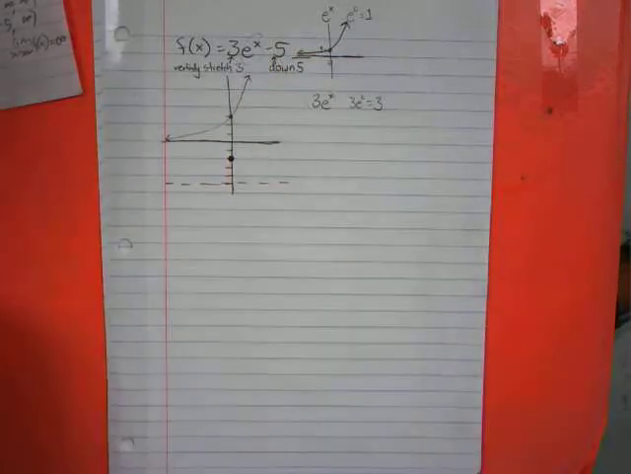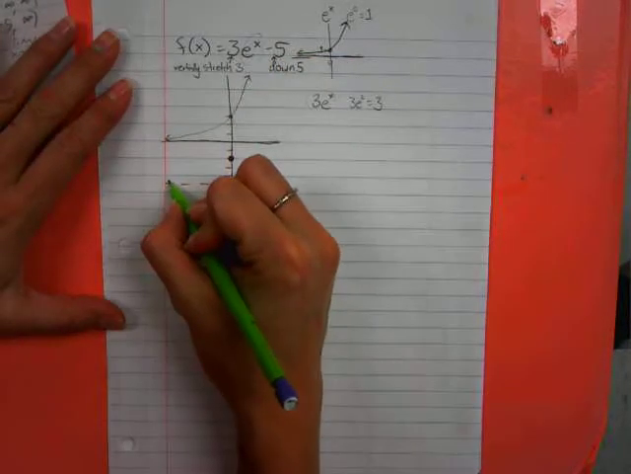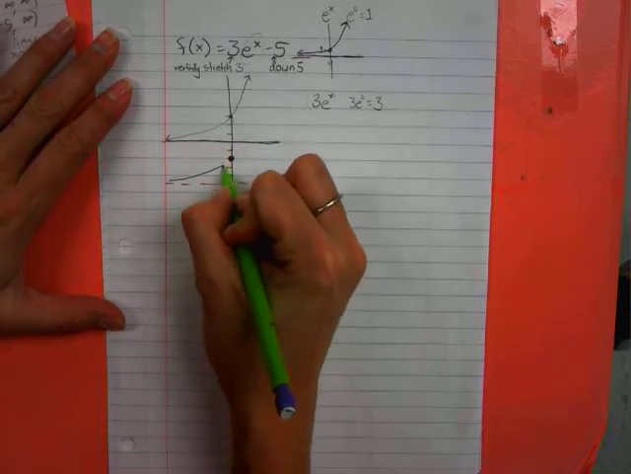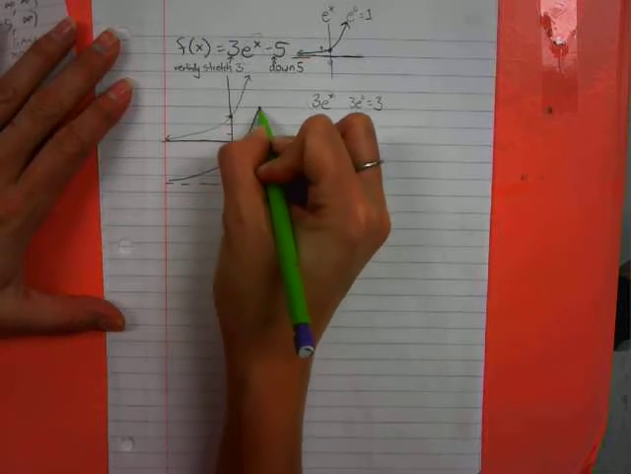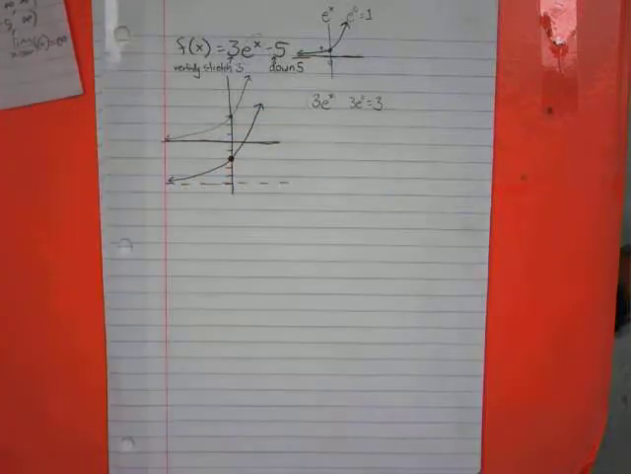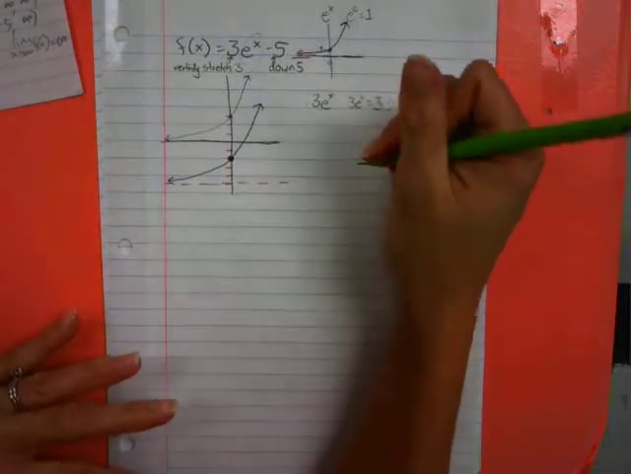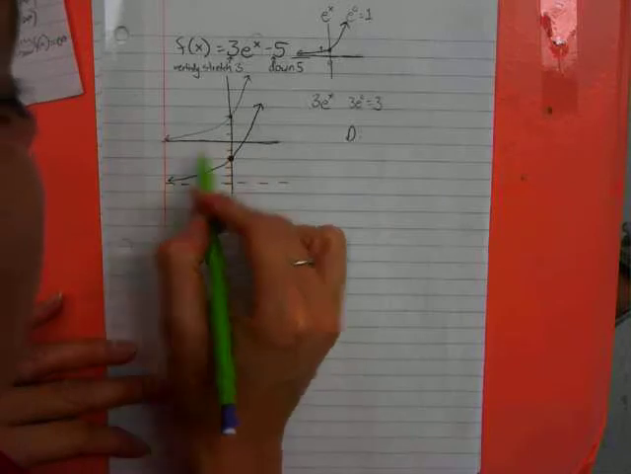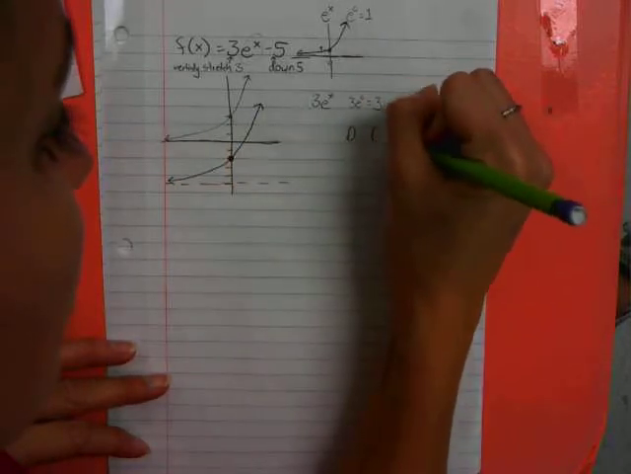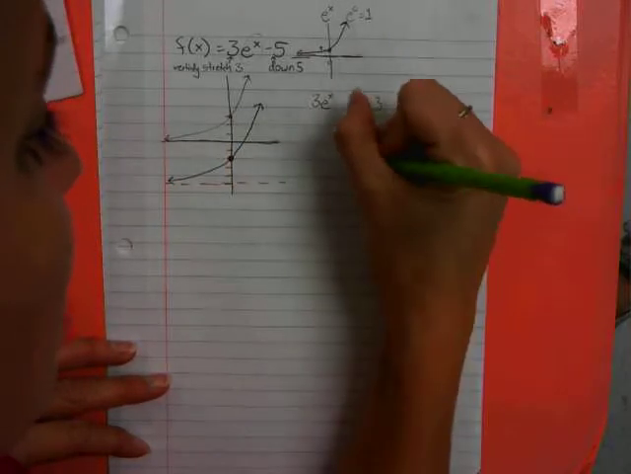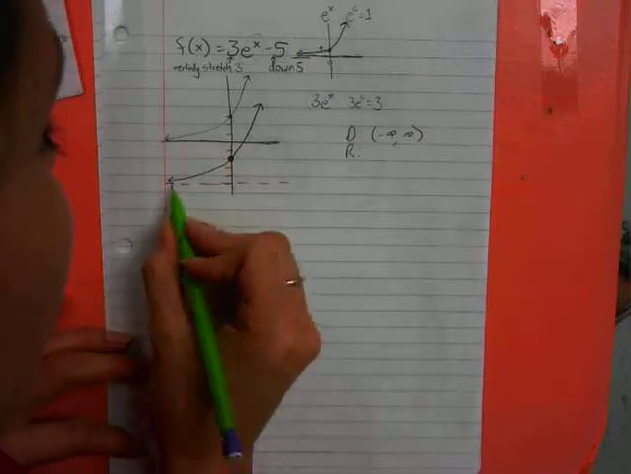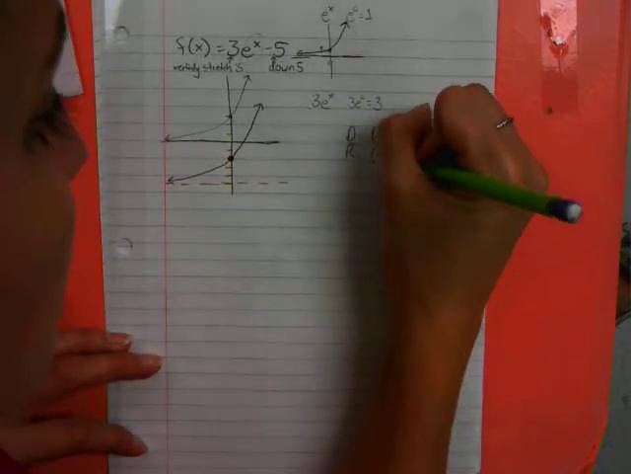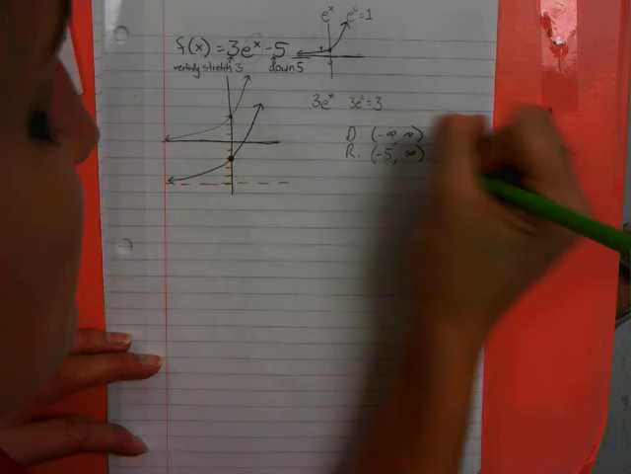So our graph will look something like this, coming from negative 5, passing through a y-intercept of negative 2, and growing exponentially. So that means, in terms of our domain, we're still reaching all the way from negative infinity to infinity for x. For our range, our floor is now at negative 5, so we're starting at negative 5 and then going all the way up to infinity.